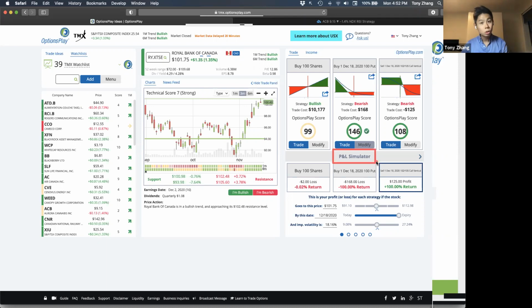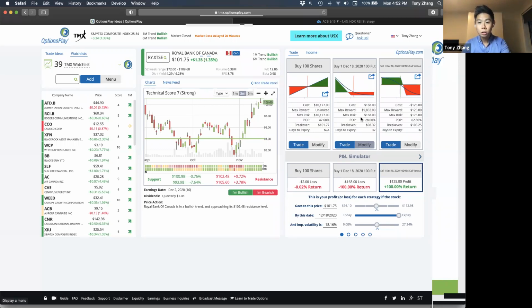Should you buy that put or should you sell that call? Should you sell the call spread or should you buy a debit spread? The answer is put the two side by side, and Options Play can help you answer those questions. It'll help you understand, number one, how much the risk lines up with each other. In this particular case, the two are almost identical in terms of risk. But as you can see, how much money you can make heavily depends on where you think Royal Bank of Canada will be by December 18th.